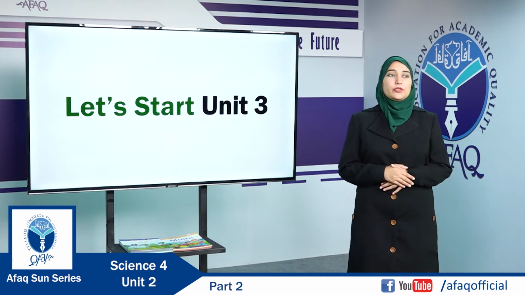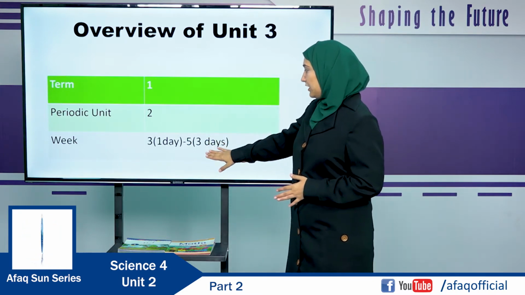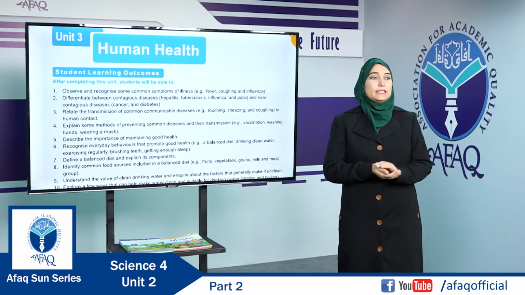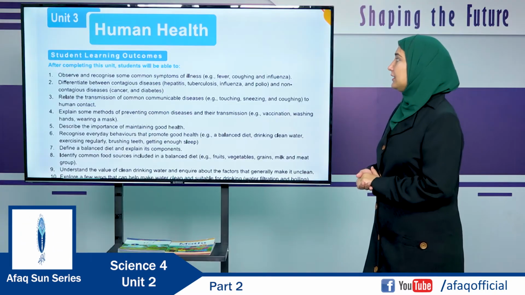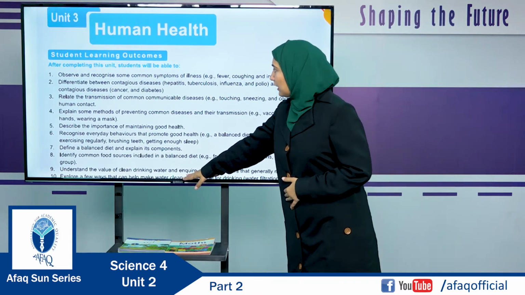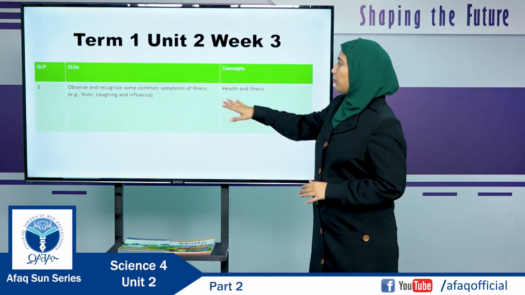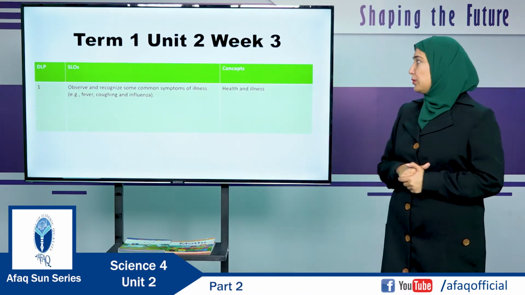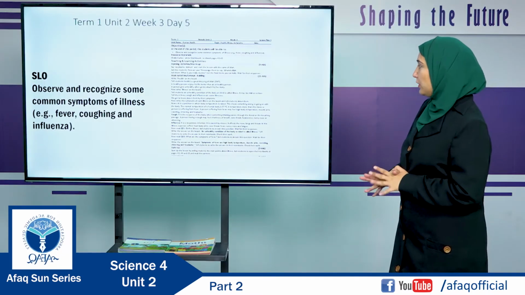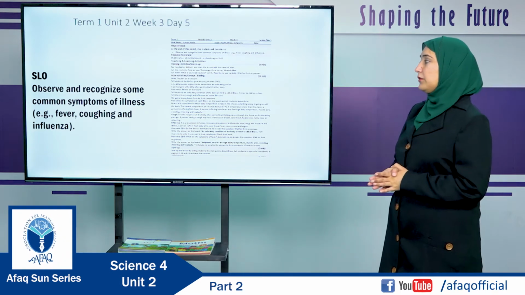Students, let's start our Unit 3. Our Unit 3 falls in Term 1, Periodic Unit 2 and Week 3 to 5, 1 day of Week 3 to 3 days of Week 5. The name of Unit 3 is Human Health. As you can see, it's about human health and we are going to cover 10 SLOs in this unit. Term 1, Unit 2, Week 3, we are going to cover one SLO in 1 day of Week 3. One SLO is going to cover in day 5 of week 3 of unit 2 term 1 and this is about observe and recognize some common symptoms of illness.